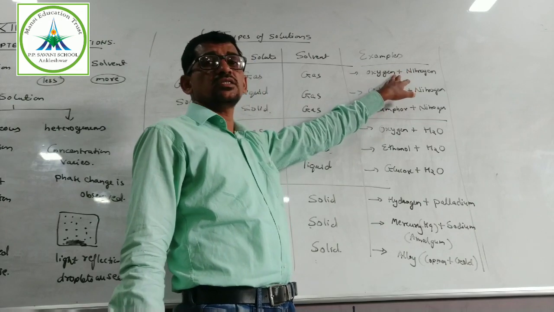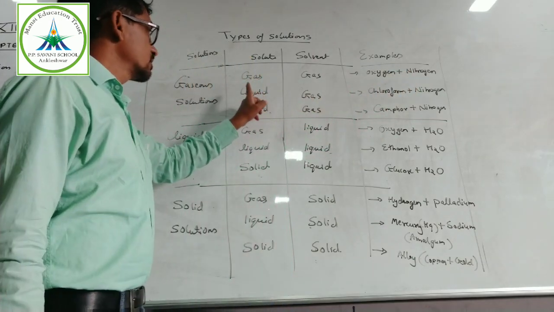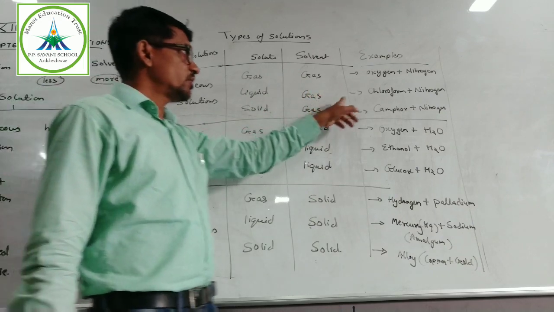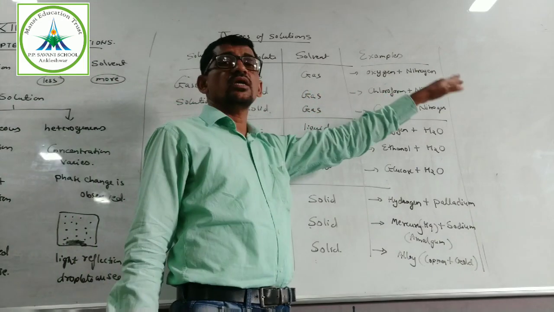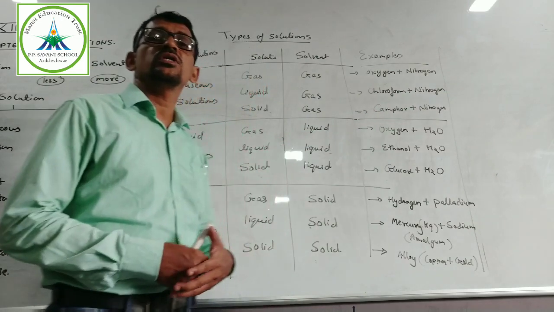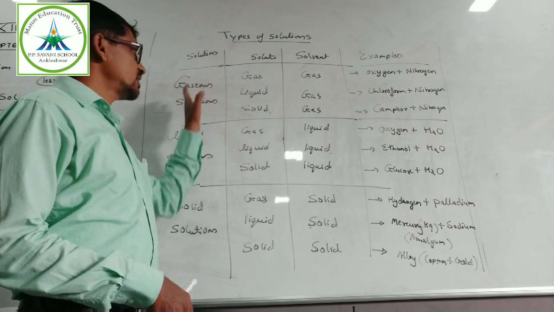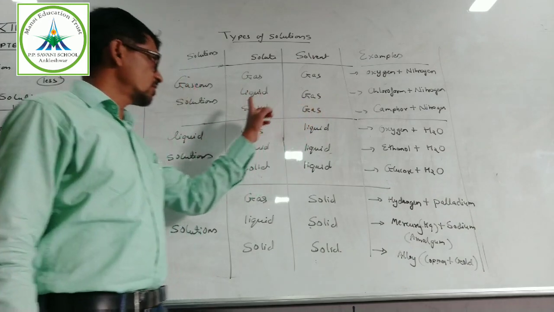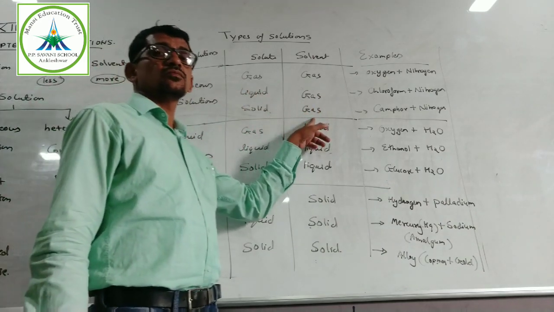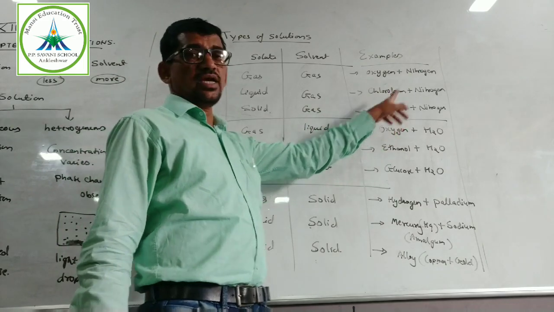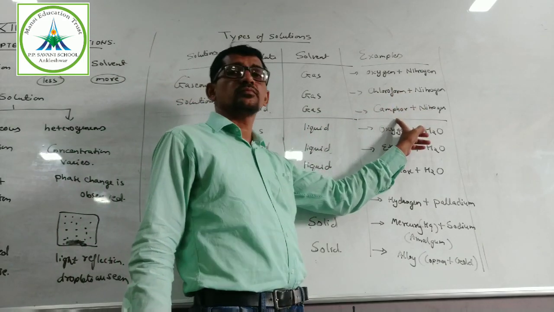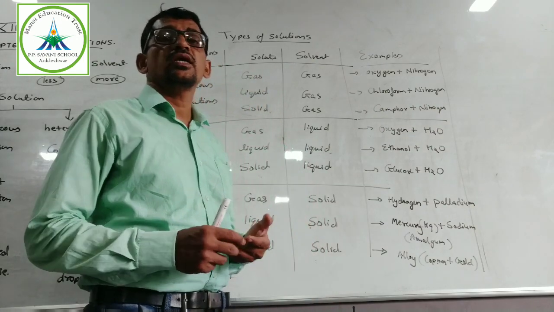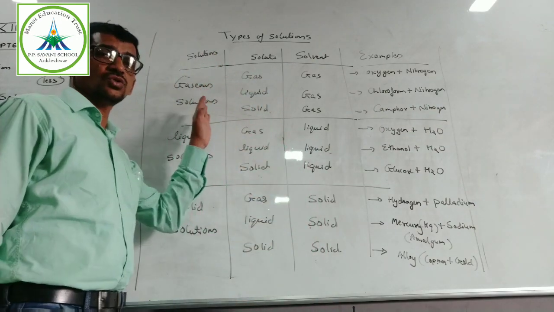Second, you mix a liquid in gas. If you mix liquid chloroform in nitrogen, the amount of nitrogen is more, that's why it is known as a gaseous solution. Liquid in gas. Third one, solid in gas. If you mix a solid in gas, example camphor, if you mix it in nitrogen or in any other gas, then that is an example of a gaseous solution.